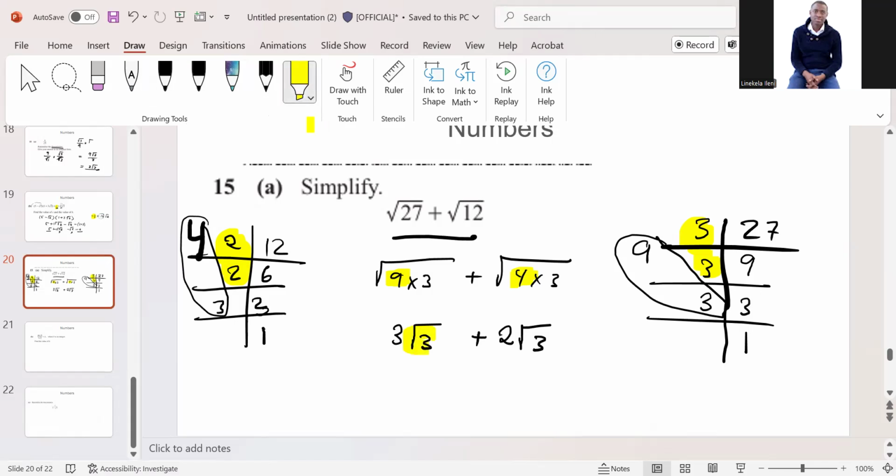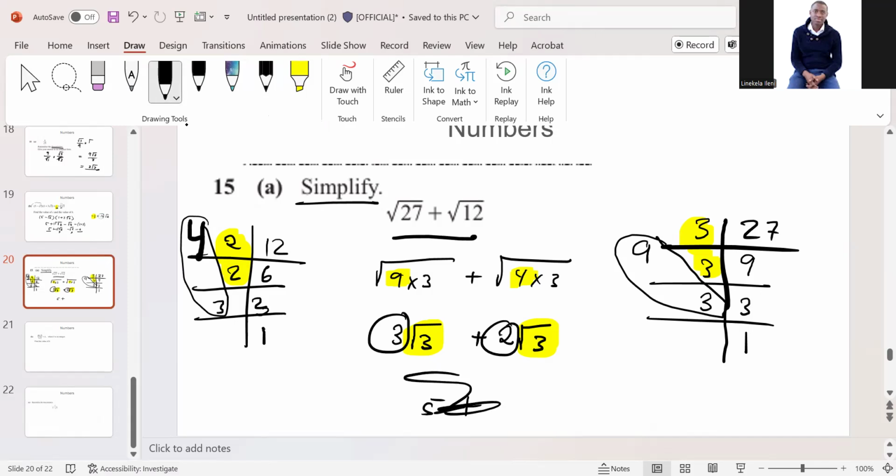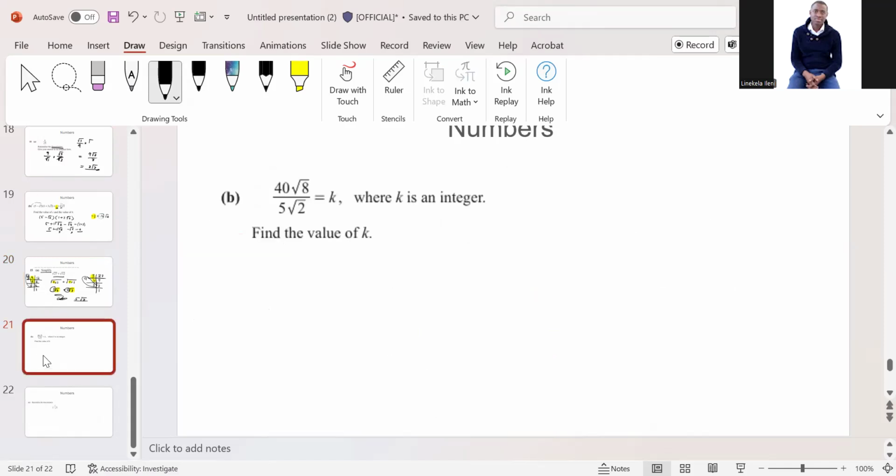Now you see my roots are the same. Now I can add them. That's why they said simplify. So I'll add the numbers that are in front, but nothing is going to happen to the root. So 3 plus 2 will give me 5. 5 square root of 3. That's my final answer. So that's generally, guys, how you go about it. And it's good. Do a few couple of practices on your own.